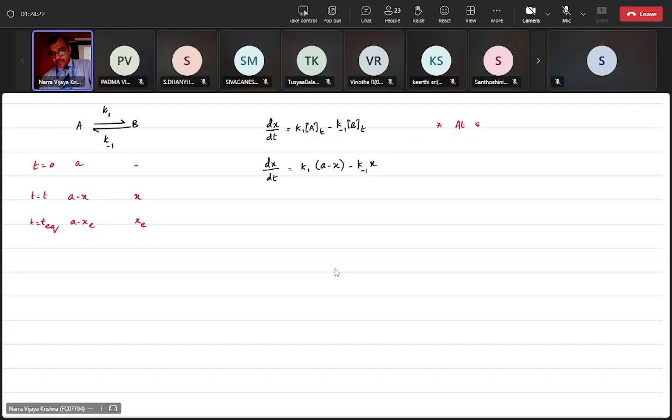At equilibrium, means when time t equal to t equilibrium, x becomes equal to x equilibrium. Then what is dxe by dt equal to? It reaches equilibrium, means concentrations remain constant. So dxe by dt equal to 0. Then what happens to this equation? K1 into A minus xe becomes equal to K minus 1 into xe. Acceptable?